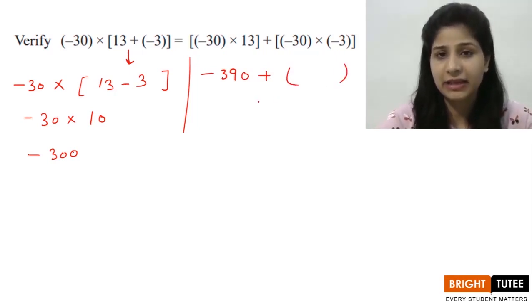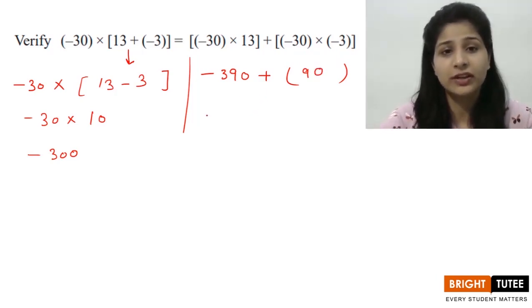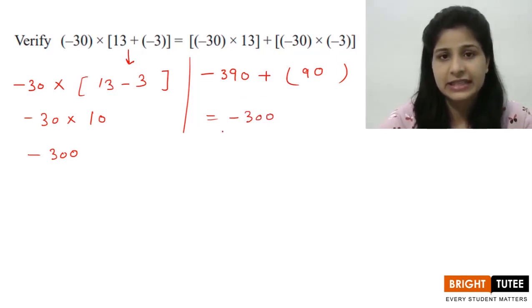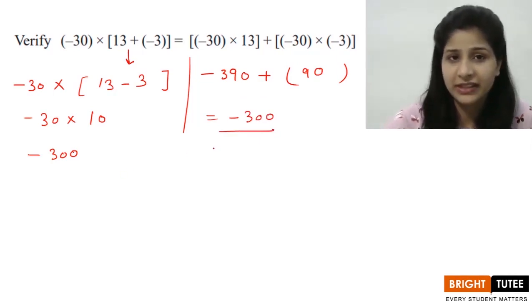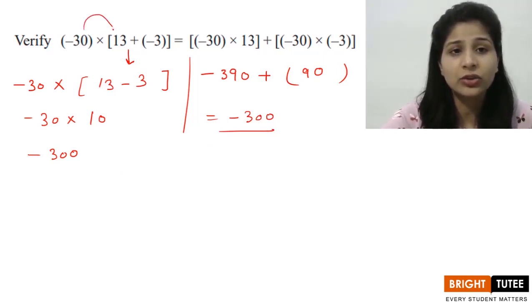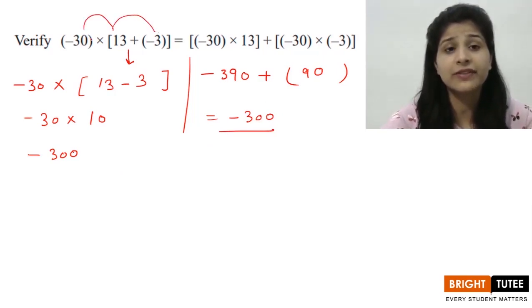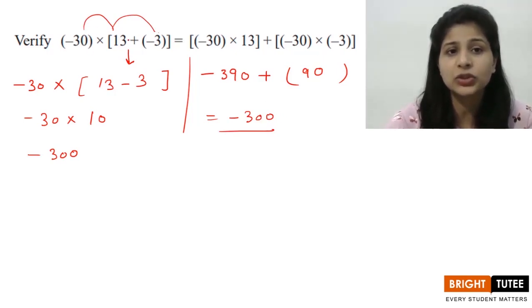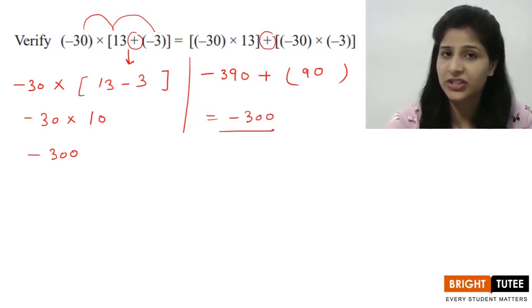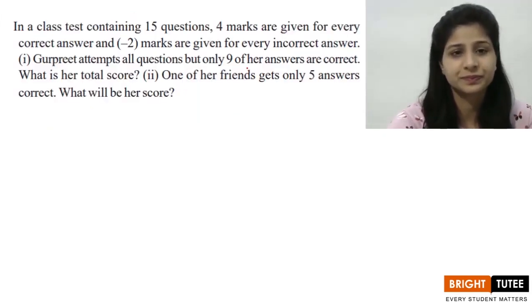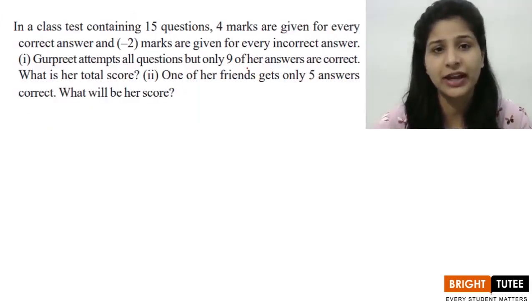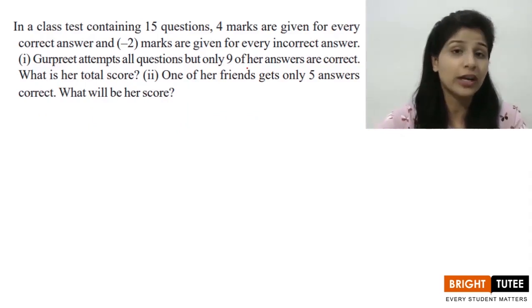Plus, what do we have inside the second bracket? Minus 30 into minus 3. So negative negative will become positive in multiplication. And 30 into 3, we will get 90. So when you solve it, will you get minus 300? Yes. Right? Are the answers same? Yes. So what we can say? Either you do this, what we are doing actually, we are distributing this minus 30 to 13 and minus 3, and in between there is a positive sign, so we have placed the addition sign. Clear?